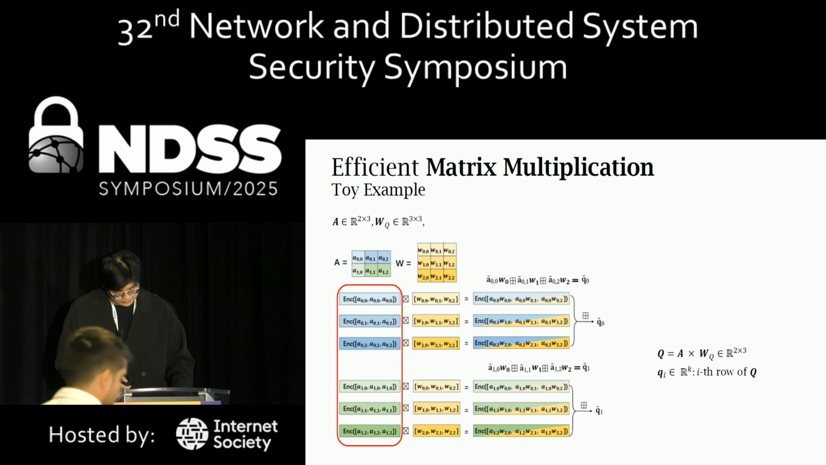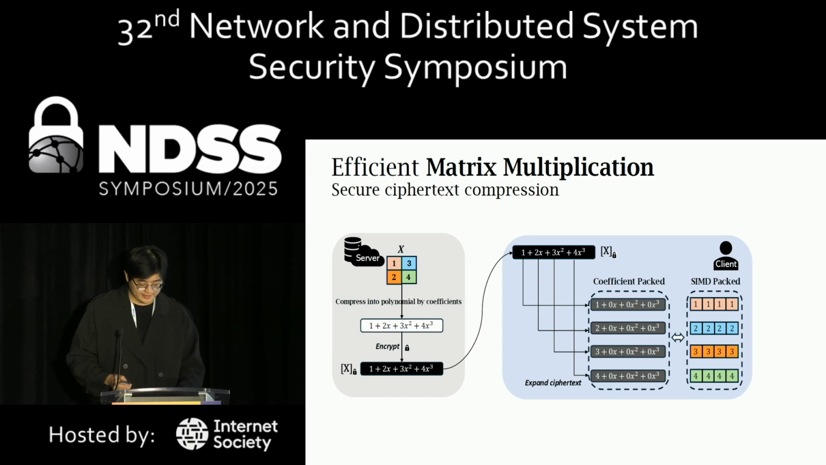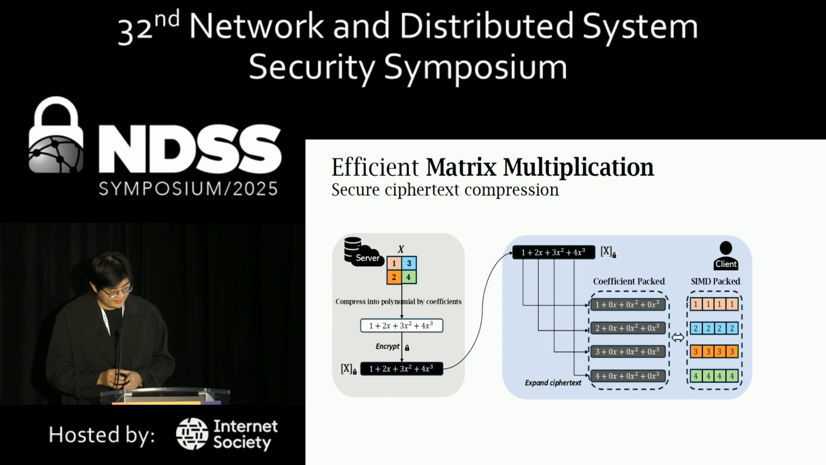Here is our solution. The server compresses its elements into a polynomial by coefficients, encrypts it with the public key, and sends it to the client. Then on the client side, he can expand the ciphertext into 4 ciphertexts, where each element stays in the constant term position in the ciphertext. We have proved in our paper that the encryption of a polynomial with only a constant term is exactly an SIMD form of n identical values.